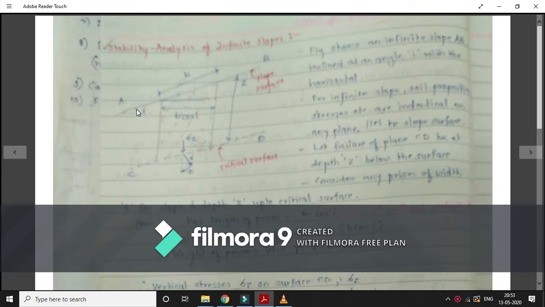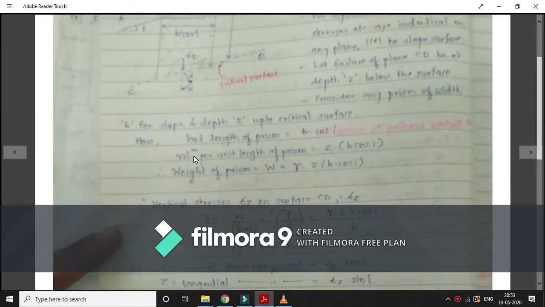The slope angle is i here. So I can take the component like this, B cos i. This is sigma Z, the vertical stress acting at this point. Okay, now we see this. The horizontal length of the prism is B cos i, as I already said.